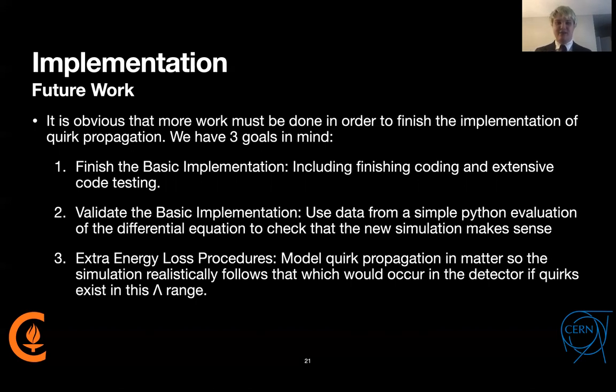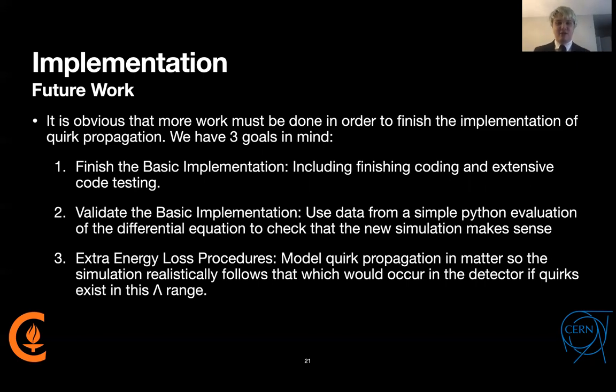And so this means that it is obvious that more work must be done in order to finish the implementation of quirk propagation. For one, the code for tracking is not yet completed and has only been checked to see that it builds. So we must first finish the basic implementation. So this is finishing coding the tracking. And we must also extensively check the code and test it to make sure that the code is actually running correctly. Then we have to actually validate the implementation.